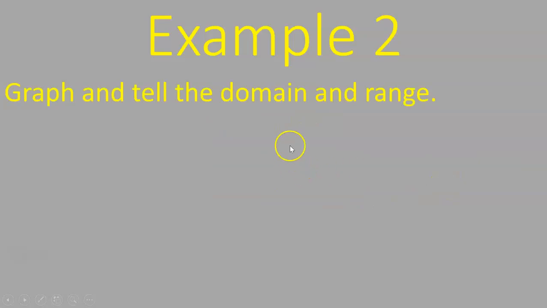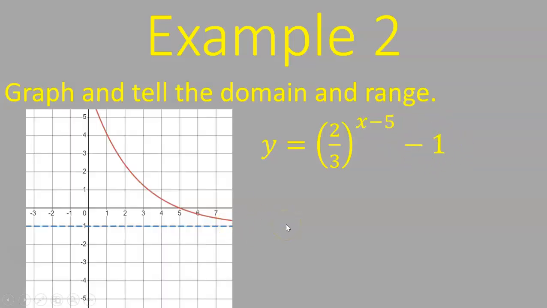A second example, same instructions. This time we have a decay because the base is between 0 and 1. Notice also we have a -5 right here, which is going to affect it. We still have this vertical shift. Here's what the graph looks like. Again, the first thing, if you're graphing by hand, you probably want to put this dashed line first to give it structure, and it's at -1.